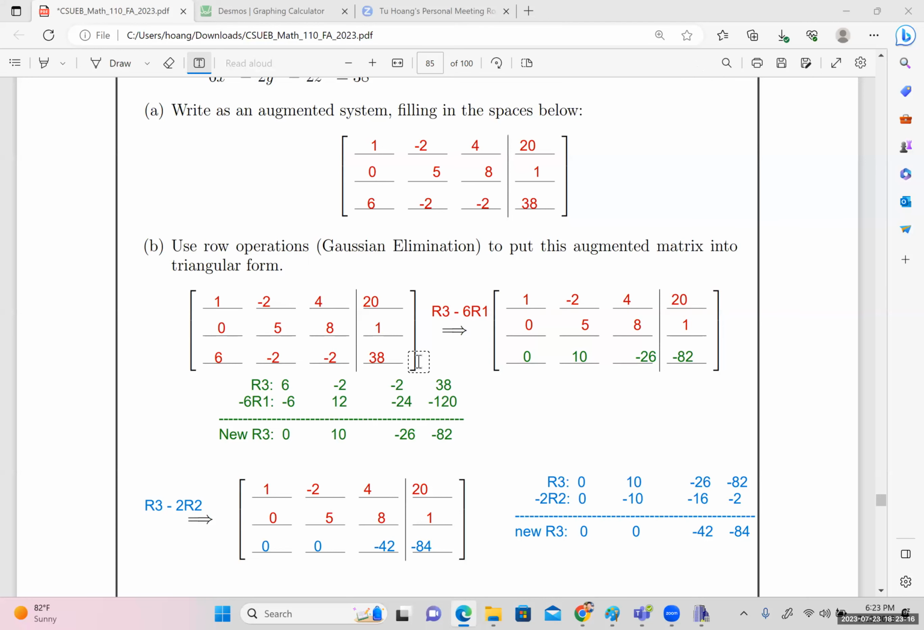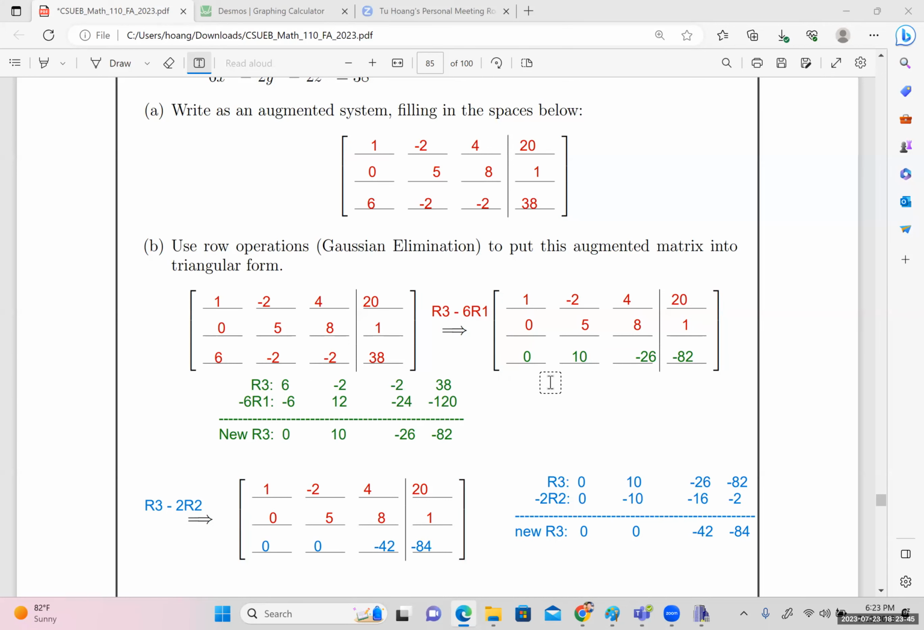So you see down here, what I did was use row 3 minus 6 times row 1, because row 2 has been eliminated so the first coefficient over here is 0. And then I just worry about the number 6 here to be 0. So I change that to be the new one as 0, 10, negative 6, 10, 6, and negative 82. And you see the way I did it here.